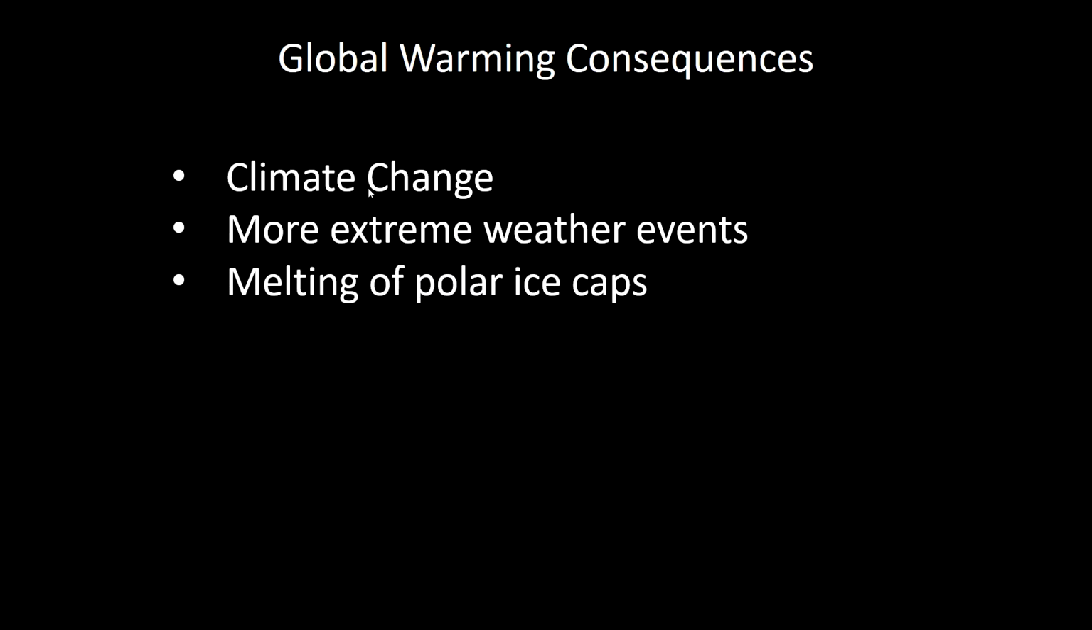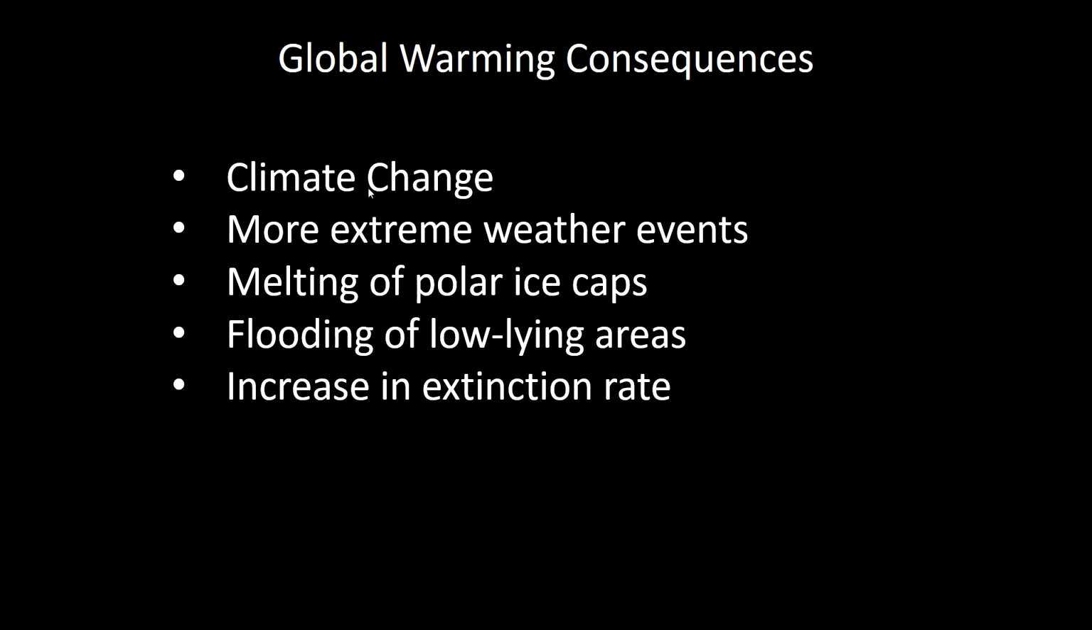Melting of polar ice caps, obviously a very common consequence quoted for global warming, and that tends, of course, to lead to increasing sea levels, not just due to the ice cap melting, but also the expansion of the sea, leading to flooding of low-lying areas. Increase in extinction rate because of climate change and other things, meaning species can't adapt necessarily rapidly enough to changing conditions, and so they may go extinct. And crop failures is another big one, because obviously similar to extinction, a crop might not survive if the environment changes too much in the area where it's grown.